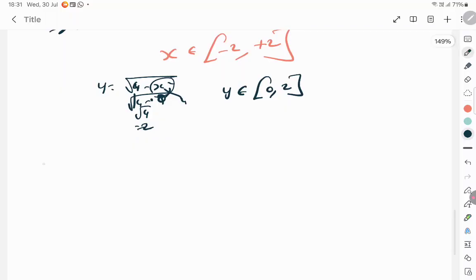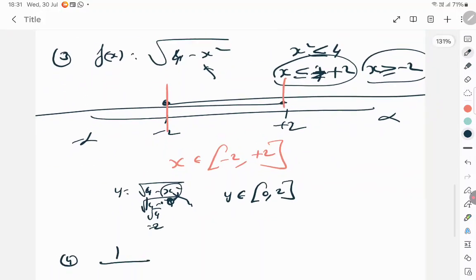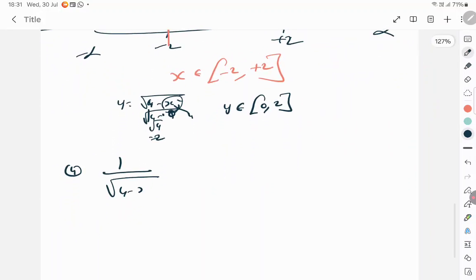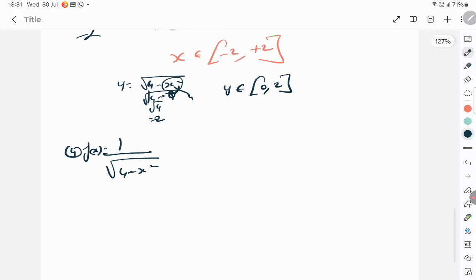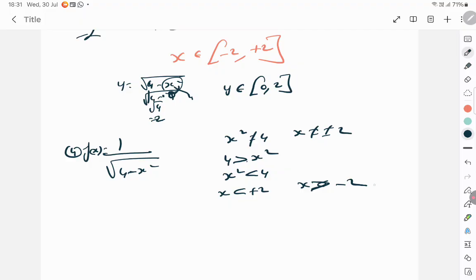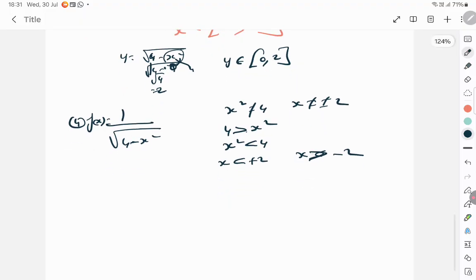So what happens when the same sum comes in the denominator? 1 by root of 4 minus x square is f of x. In this, the denominator cannot become 0. So x square cannot be equal to 4, so x cannot be equal to plus or minus 2. Also 4 has to be greater than x square, no equal to. Or x square has to be lesser than 4, x has to be lesser than plus 2, or x has to be greater than minus 2. When you put a negative symbol, the greater than symbol has to flip.